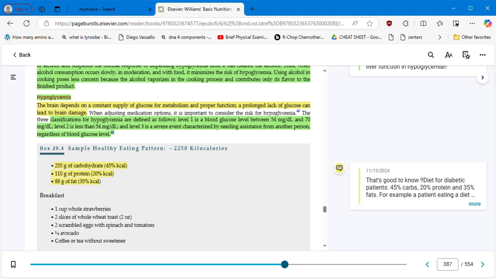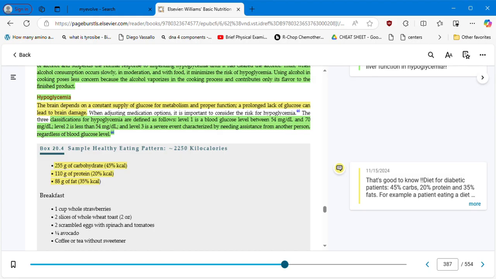I've seen a patient with a level of 25, completely unconscious, rigid, cold. It was like a piece of furniture, really, when I found this patient, and we had to call the EMT, and they came and had to administer, I think, dextrose IV or something like that.